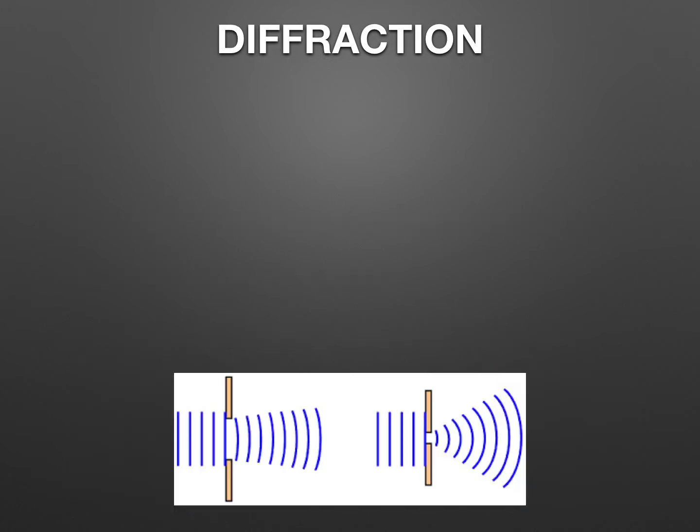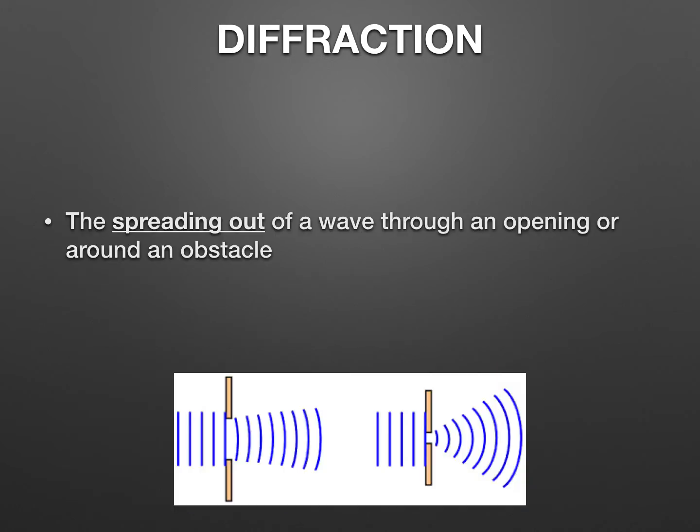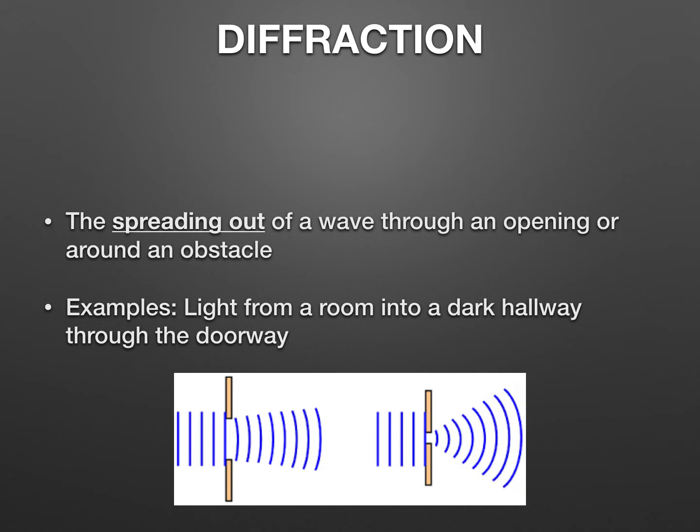All right, moving on. Diffraction is the spreading out of a wave through an opening or around an obstacle. One example would be light from a room into a dark hallway. What I mean by that is, say our classroom was lit and the hallway was dark. If you went into the hallway, the light from our room would spread out through the door opening, as seen in the picture below. Sound does the same effect, meaning if you stood outside my classroom around the corner, you'd still hear my voice around the corner because my sound would spread through the door and around into the hallway in all directions, which is an example of diffraction.